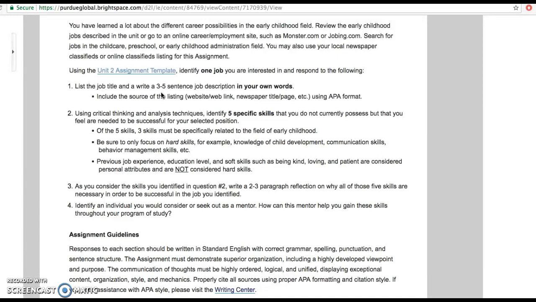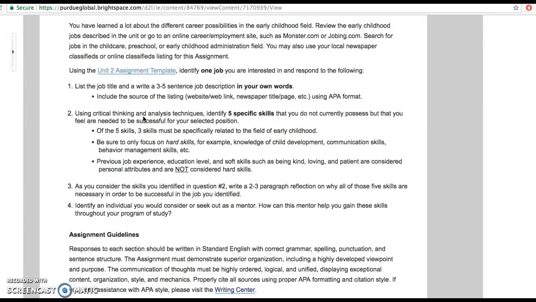I will walk us through this really quick at the end of this explanation, but there are specific readings that have been added that identify the difference between hard skills and soft skills. So they're going to focus on 5 skills. 3 need to be specifically related to the early childhood field, and their focus is on hard skills. So in seminar, we'll really want to impress upon students that previous job experience, education level, or soft skills such as being kind, loving, and patient would not be skills that they are going to be listing here. And I do hope and recommend that you really emphasize this in your seminar.